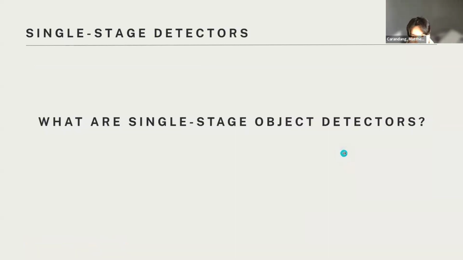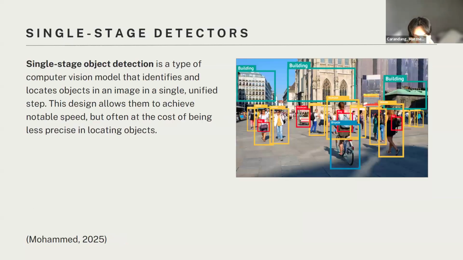So I mentioned single stage object detectors a lot. So what exactly are they? Single stage detectors, as the name implies, identify and locate objects in an image in a single unified step.